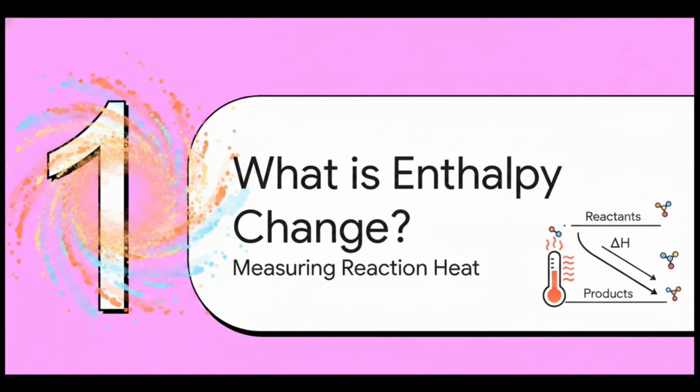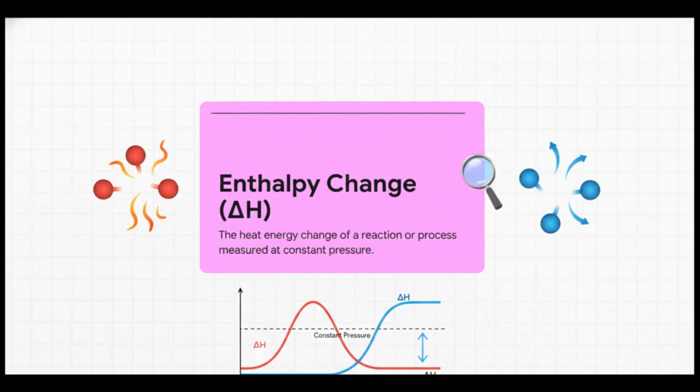Now, to talk about this energy flow like a proper chemist, we need a specific name for it. And that name is enthalpy change. It's pretty much how we measure the heat that's being exchanged in a reaction. So, what is enthalpy change exactly?